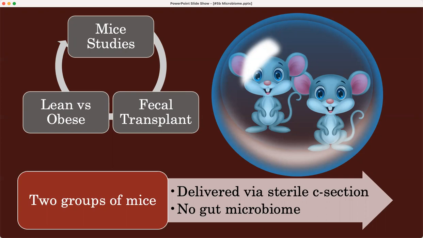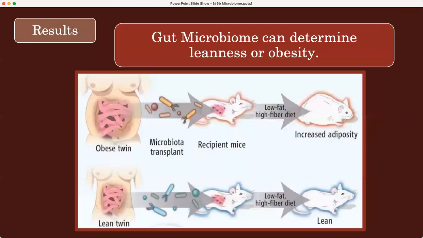So in these studies, they have done fecal transplants with lean people or obese individuals. So two groups of mice delivered by a sterile C-section, so they have no gut microbiome. So they're living in a bubble. So on the first group, the sterile mice receive a fecal transplant from a twin that's obese, a human twin.